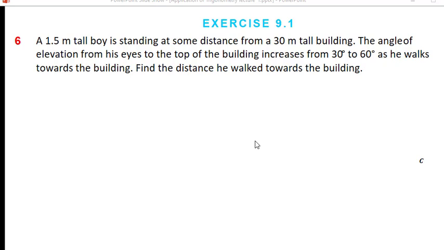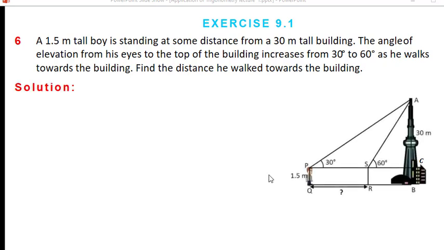Visualize a boy standing in front of a tall building. The angle of elevation from his eye to the top of the building increases from 30 degree to 60 degree as he walks towards the building. Now you imagine that you are walking towards the building and you are seeing the top of the tower. So as you move towards the building, you find that you have to lift your head up, okay, that means the angle of elevation is increasing. So initially it was 30 degree and as you move towards the building it increases to 60 degree, okay. So you have to find how much distance he walked towards the building. Yes, a little difficult question.